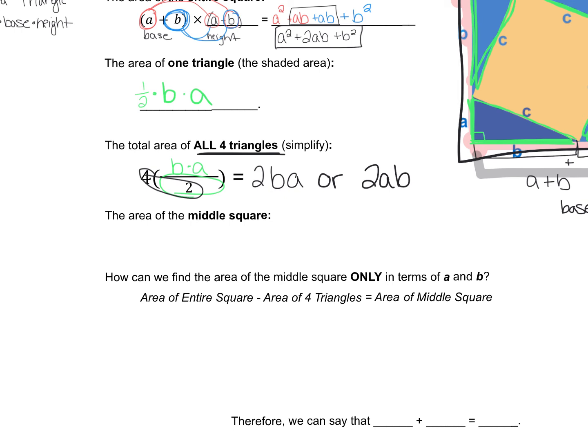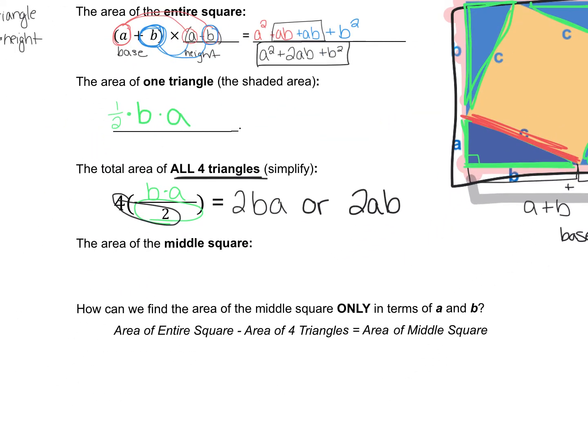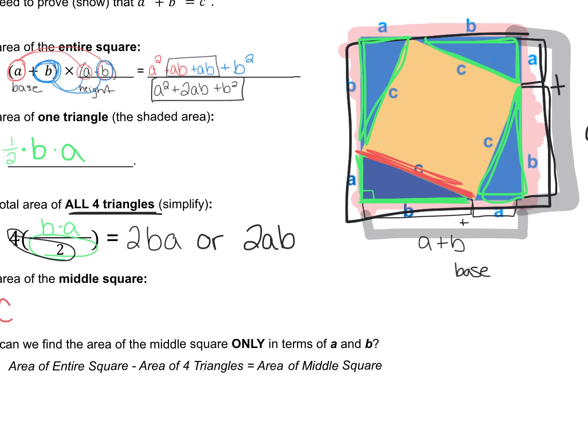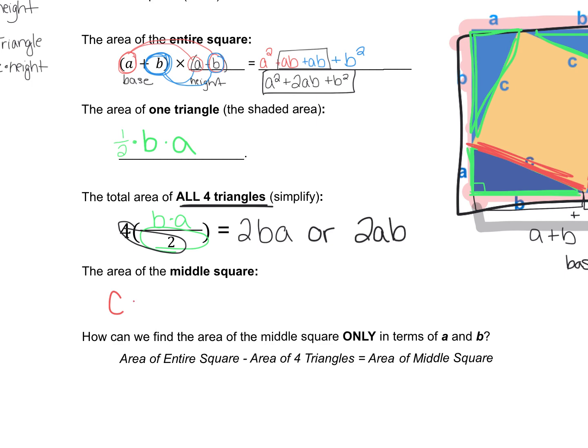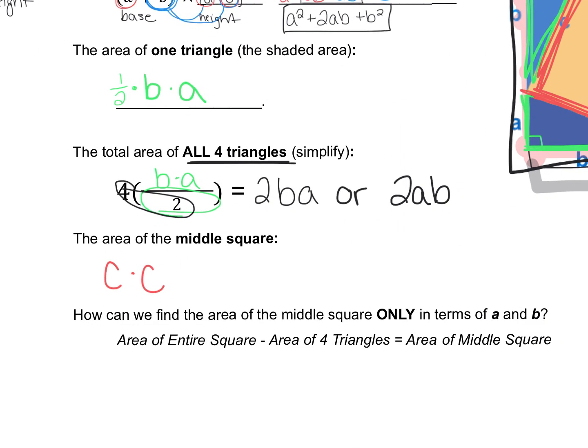And now it's asking us to do the area of the middle square. Well, if it's a square, we're back to the base times height. I'm going to do red for this one. So one side, my base was C. So I do C times my height. Well, that was C again. And that would give me my entire inner square. I know that C times C is going to be C squared. So the area of the middle square is C squared.